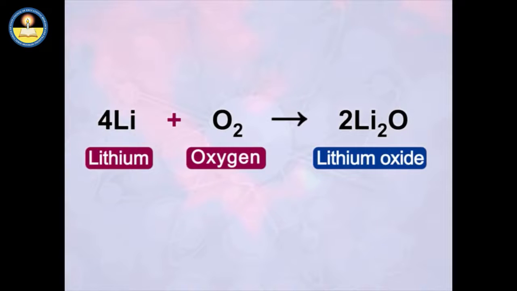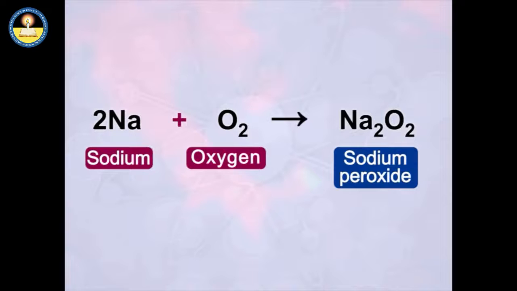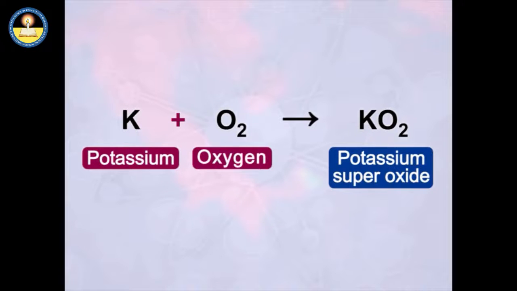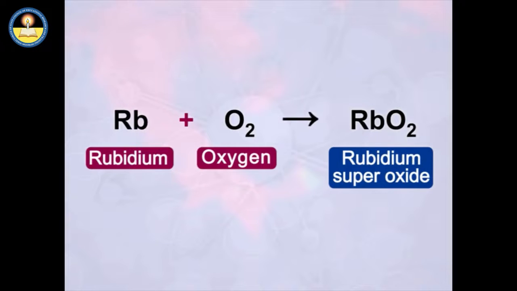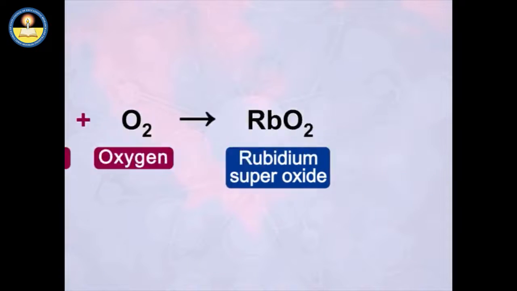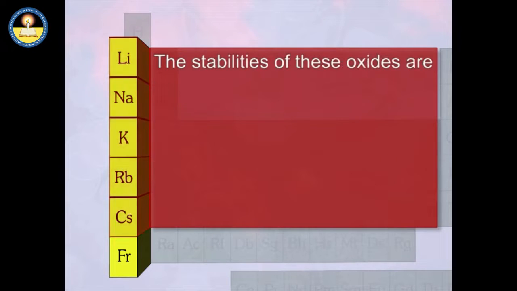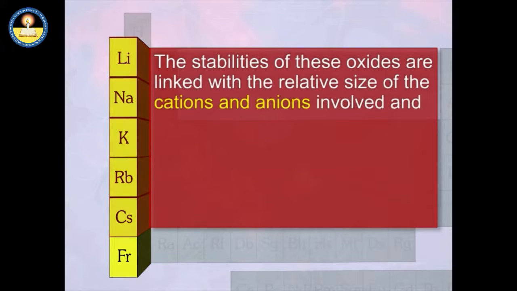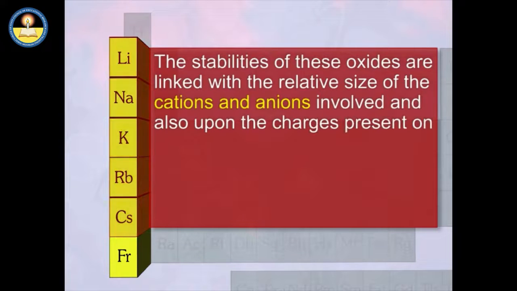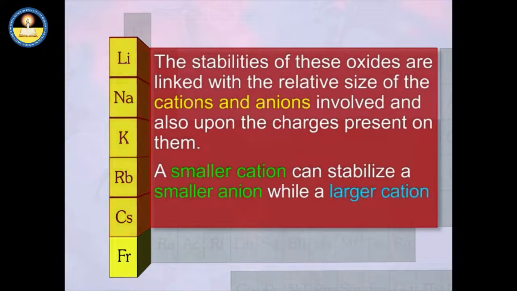Lithium reacts with oxygen to form lithium oxide. Sodium reacts with oxygen to form sodium peroxide. Potassium reacts with oxygen to give potassium superoxide. Rubidium reacts with oxygen to form rubidium superoxide. Cesium reacts with oxygen to form cesium superoxide. Thus, reactivity with oxygen increases from lithium to cesium. The stabilities of these oxides are linked with the relative size of the cations and anions involved and also upon the charges present on them. A smaller cation can stabilize a smaller anion, while a larger cation can stabilize a larger anion.